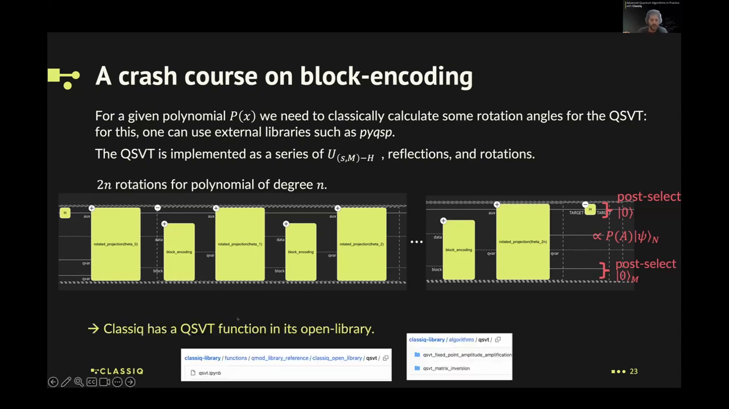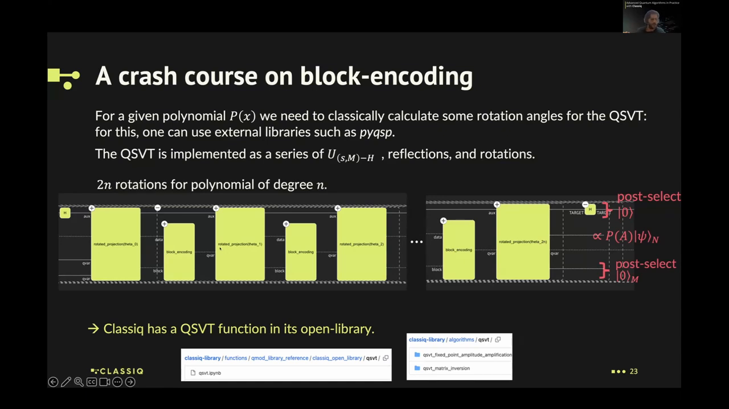Okay, and again, you don't have to worry about constructing it yourself. In our open library, we have a QSVT function. Again, under functions, under QMod library reference, Classiq open library, you have a notebook. And in this notebook, you will see how to call this function. And we also have 2 algorithms that are calling this function. One is to find the fixed point, and the other one is for applying a matrix inversion.